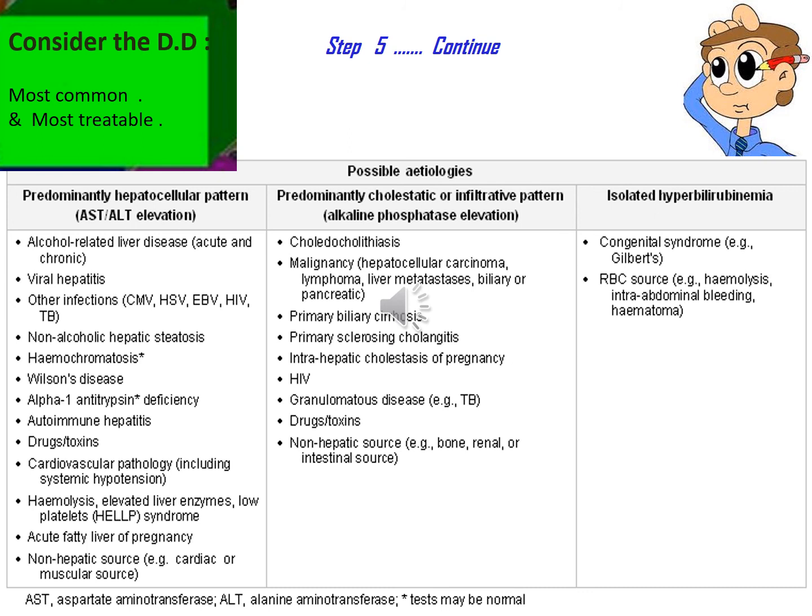The third condition to find is isolated hyperbilirubinemia. This may be a congenital syndrome like Gilbert syndrome, or may be from a red blood cell source, from hematoma or hemolysis.